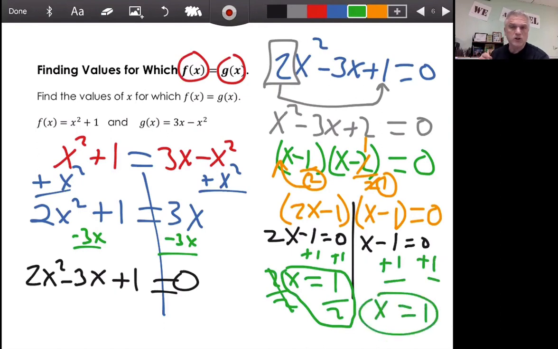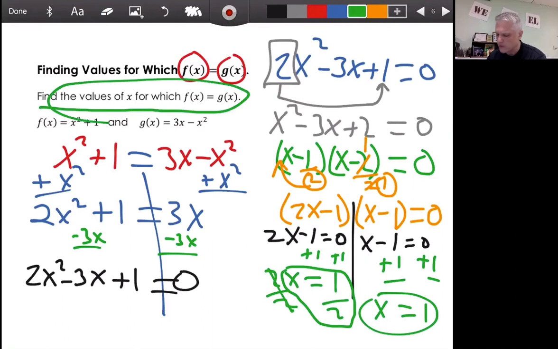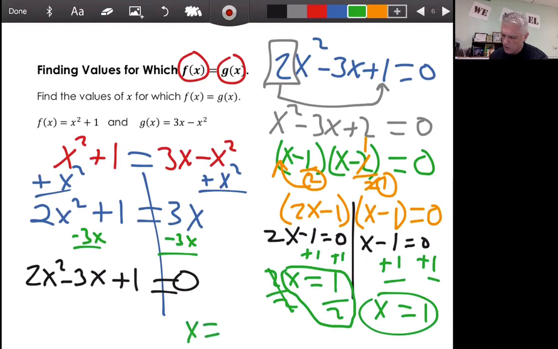So let's look at what the question asks. Find the values of x for which f of x and g of x are equal. We set f of x equal to g of x, and we solve. So x can equal 1/2 or 1.